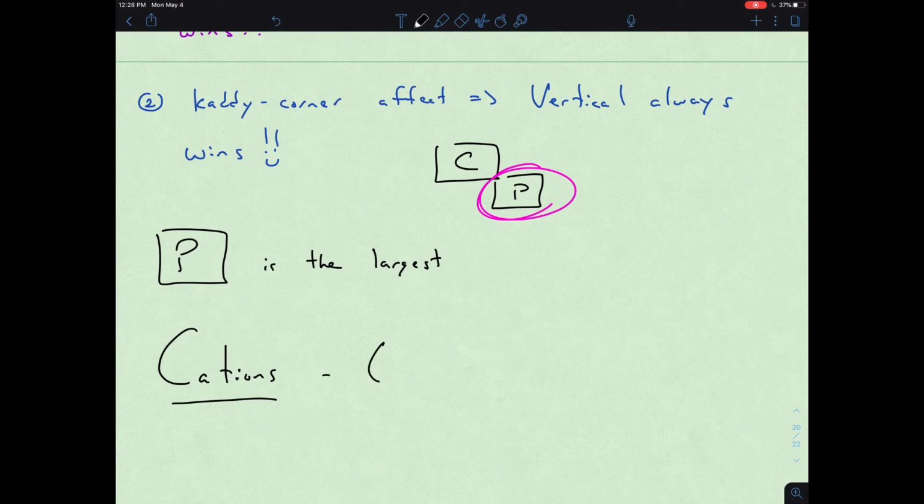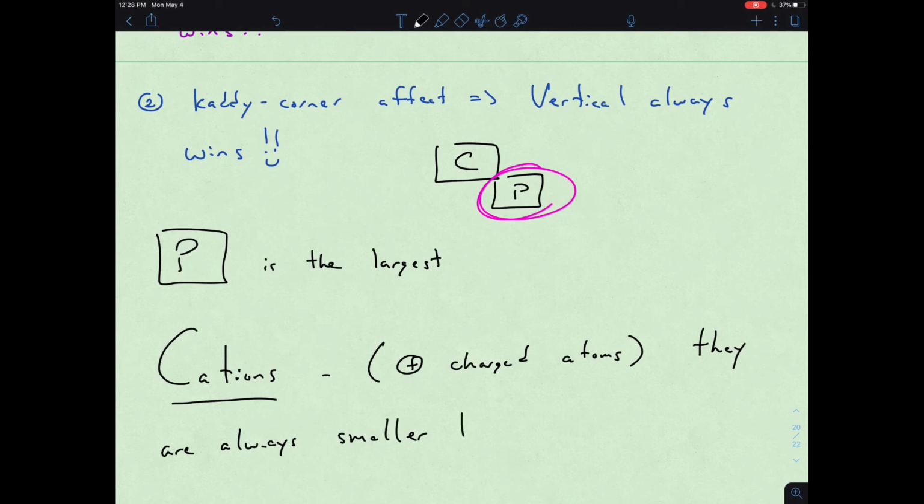Cations. Remember, cations are positively charged atoms. These are always smaller than their neutral counterpart.